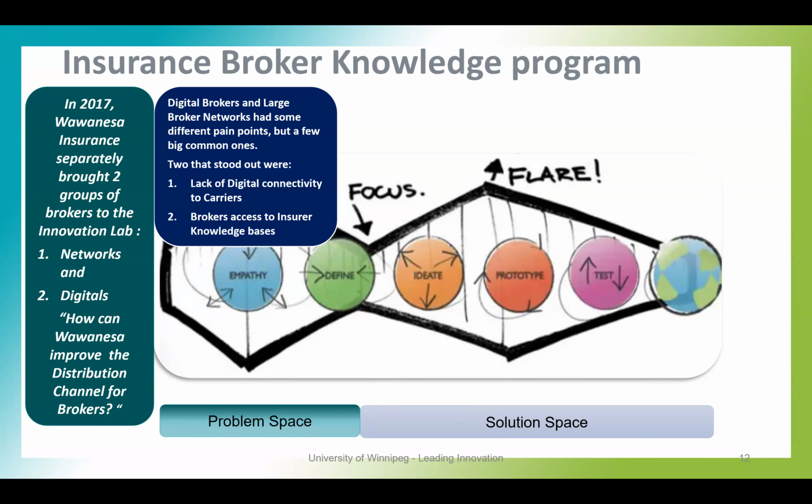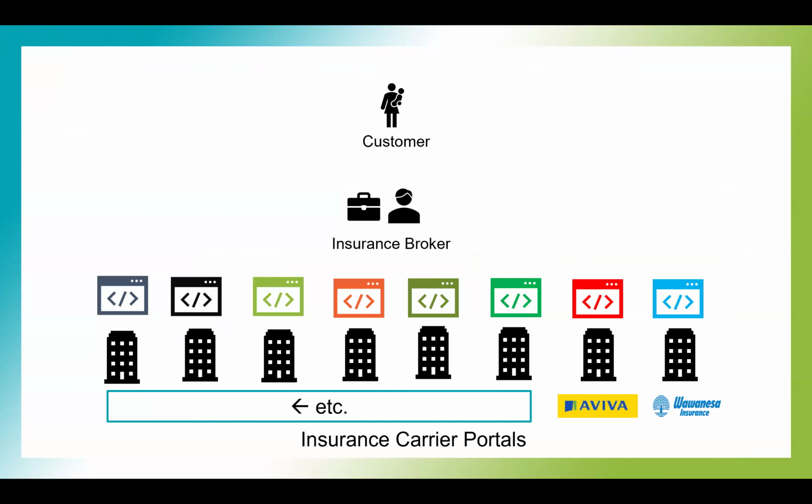We found that digital brokers and large broker networks had some different pain points, but a few common ones. The 2 that stood out were a lack of digital connectivity to carriers, what we call APIs, the ability to direct connect between your system and the carrier systems and exchange data. And the second one was brokers' access to insurer knowledge bases.